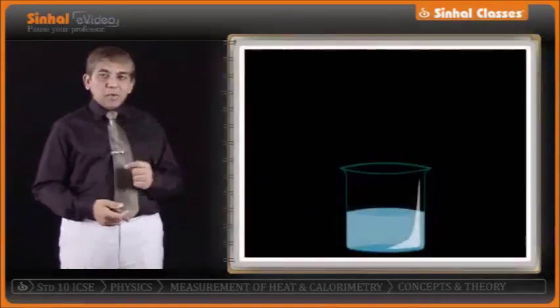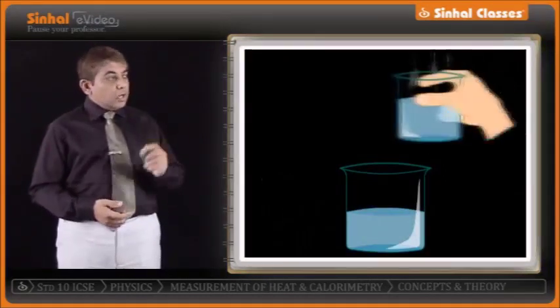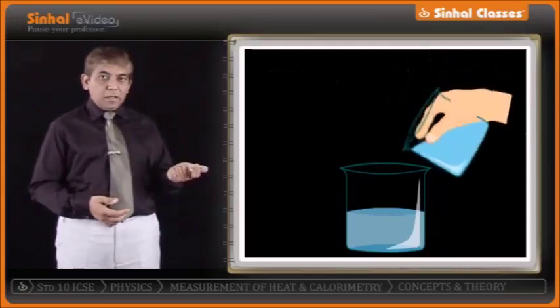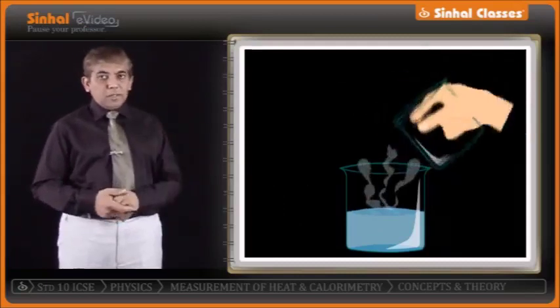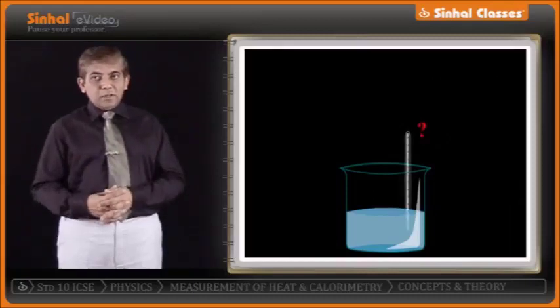The first one is you have a glass beaker containing cold water. You're adding to it hot water. So you have cold water in the beaker and you're adding hot water to it. Then they ask you to find out the final temperature of the mixture.